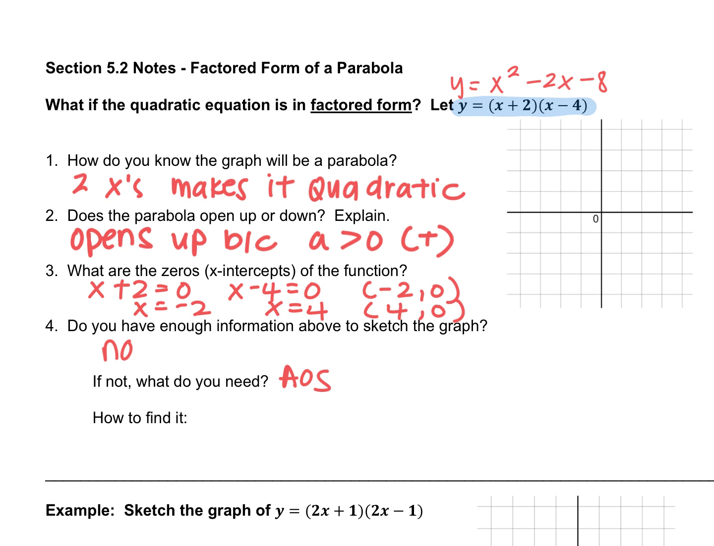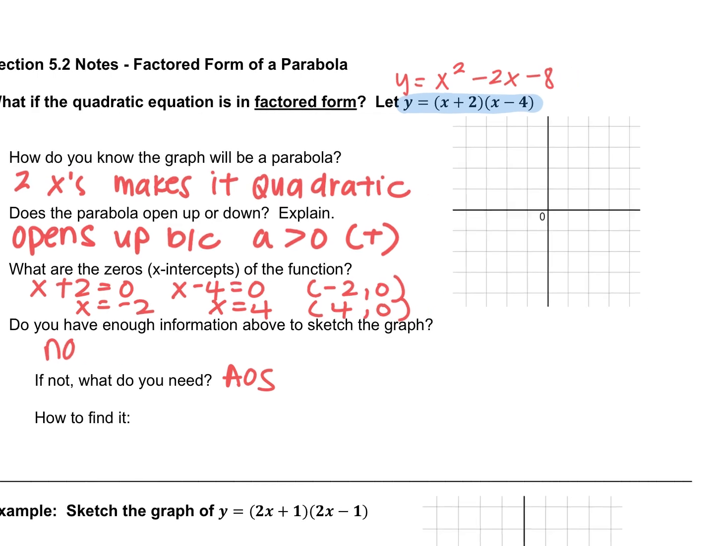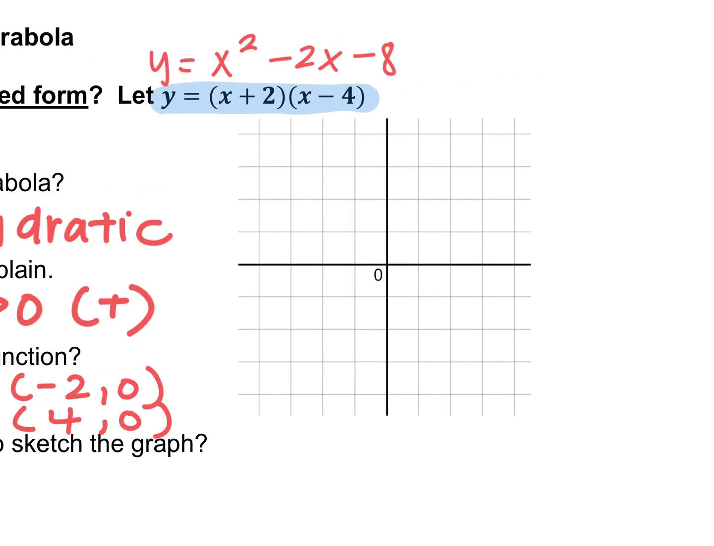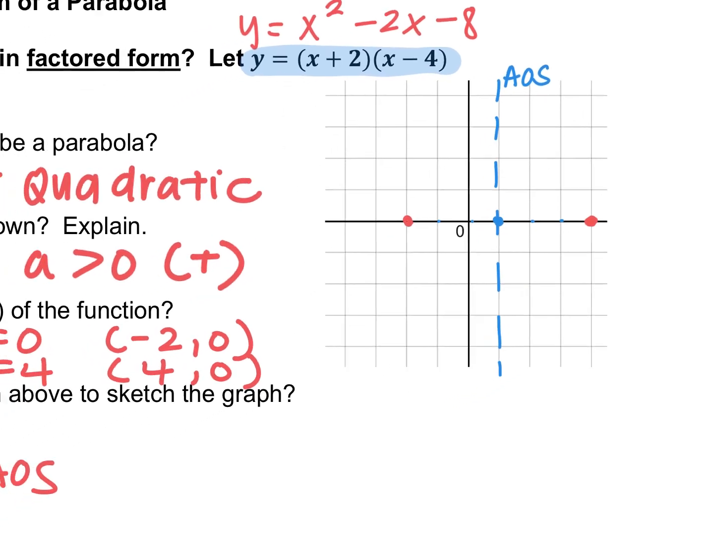So that is one way to do it. So we could come over here and we could graph negative 2 and positive 4. And our axis of symmetry is going to be in the middle. So 1, 2, 3, 4, 5, 6 points in between. So that means 3 points in between. 1, 2, 3 is my middle. So there is my axis of symmetry. So that is definitely a valid way to do it.